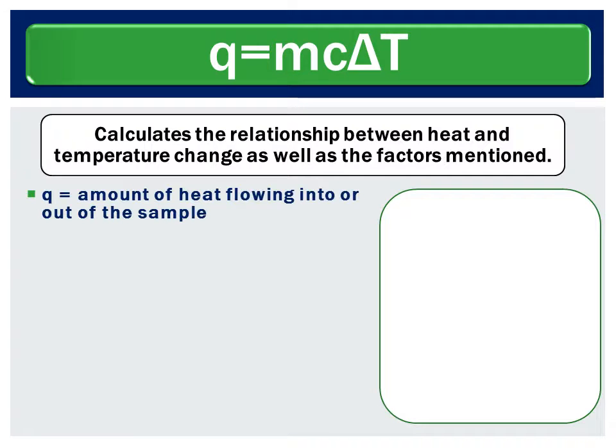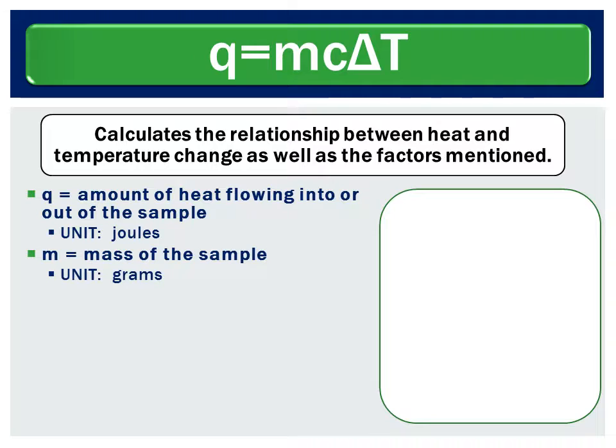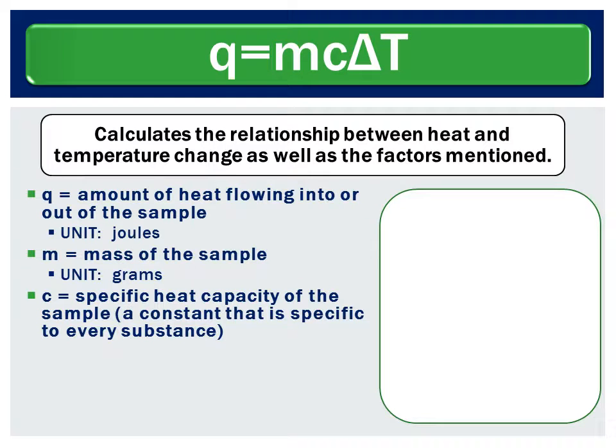So the first one, Q, is that amount of heat flowing into or out of the system. Its unit is in joules, typically. So when you're talking about Q, you have the unit of joules. We abbreviate joules with a capital J. M is the mass of the sample. Its unit is in grams, typically. We relate that with a lowercase g.